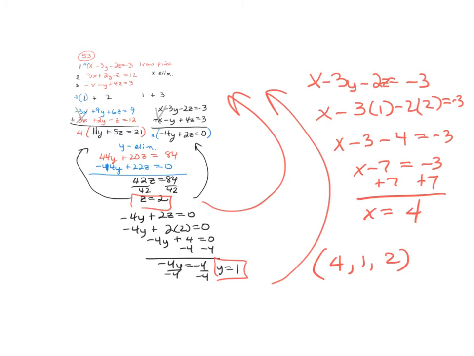Okay, thank you. All right, let's try 55. And if you want, I can go back and rework that one and eliminate a different variable first. Let's see how this one goes.